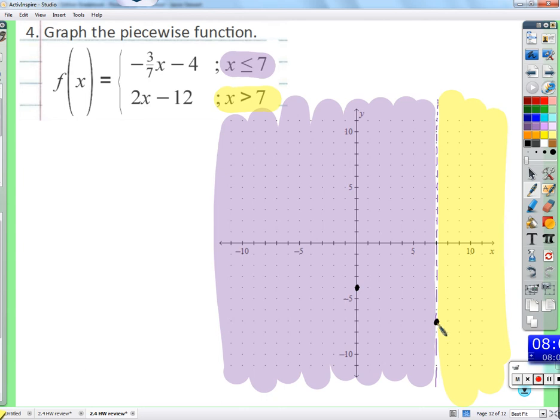Closed circle? Is that right? How do I know it's a closed circle? Because it's greater than or equal. That's where the equal is, that's the function you use when x is 7. That's the function that gives you the output. That's the function that tells you the y value of the point.